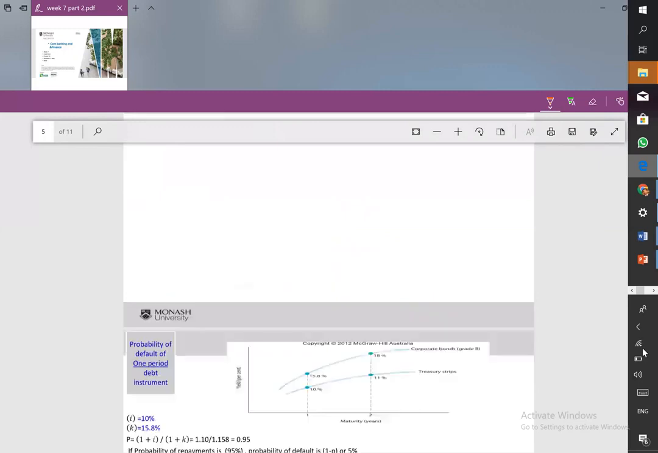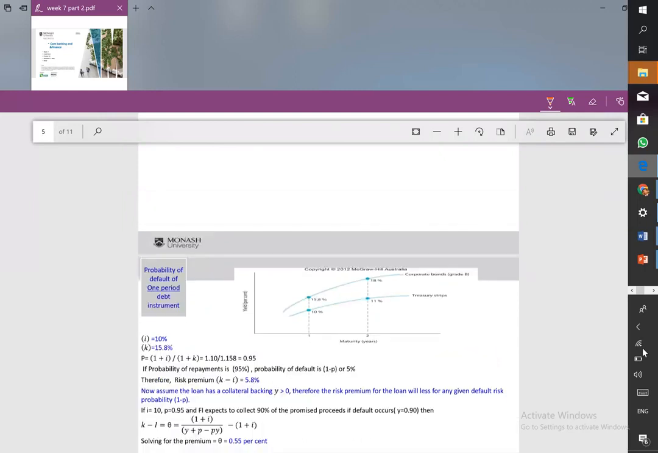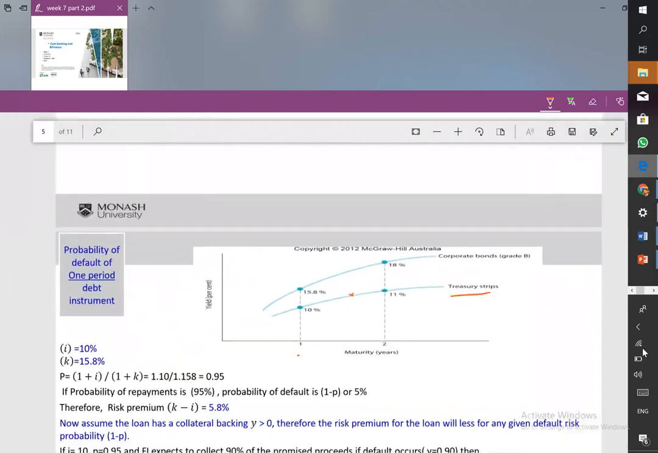Okay, let me go now to another calculation. It's the same thing, and this is how it works. This is year 1, and this is year 2. This line is the treasury, which is the I, the risk-free rate, and this is the corporate bond, grade B, for example. If you calculate, you can see this real data. It shows for the first year the difference between 10 and 15.8, so the difference is 5.8.